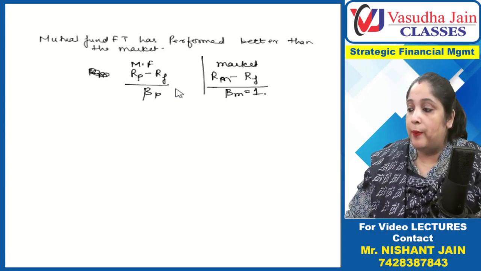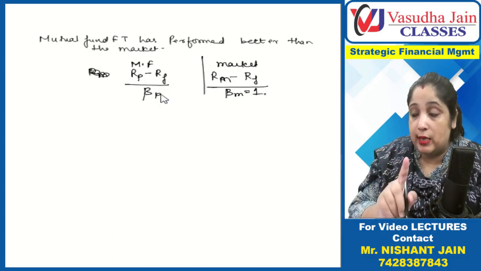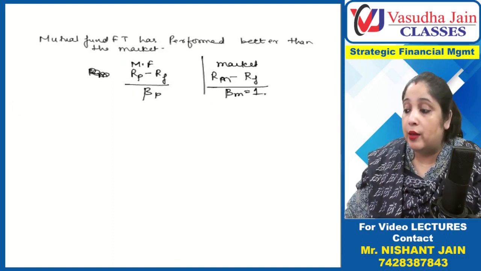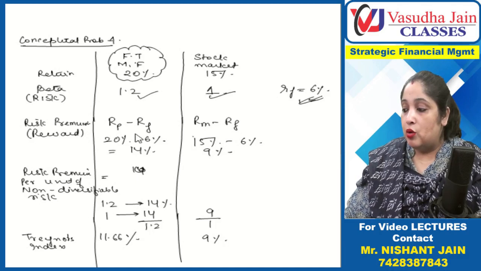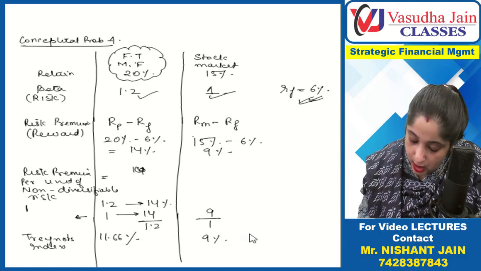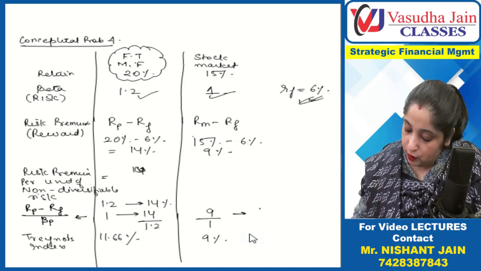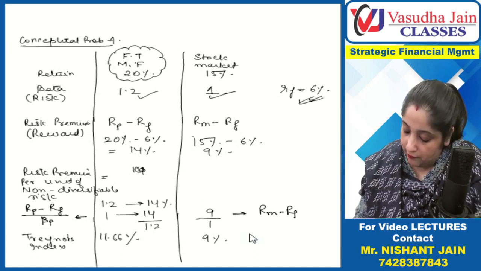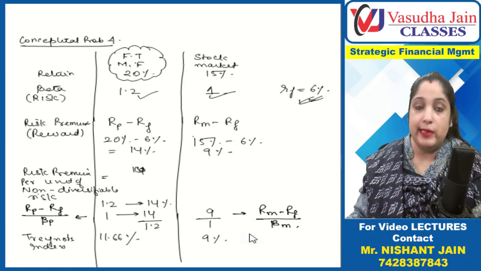Then you have to compare who is offering you better returns for 1 unit of non-diversifiable risk. I hope this is clear. Please write it down. Let me write the formula here. What formula have you used? RP minus RF upon beta of the portfolio. And here you have used RM minus RF upon the beta of the market, which is obviously 1.